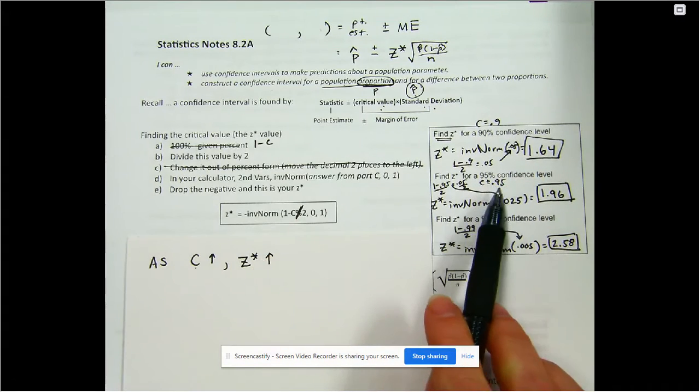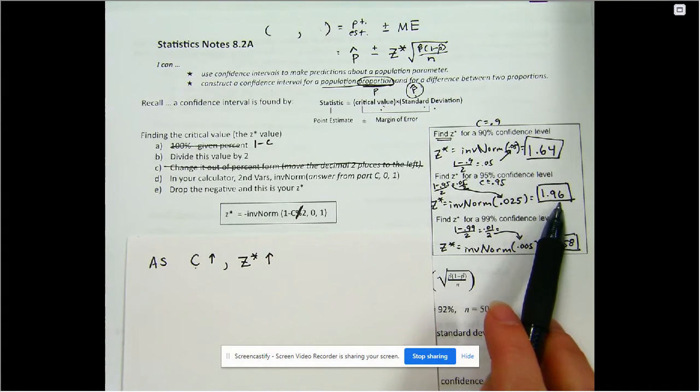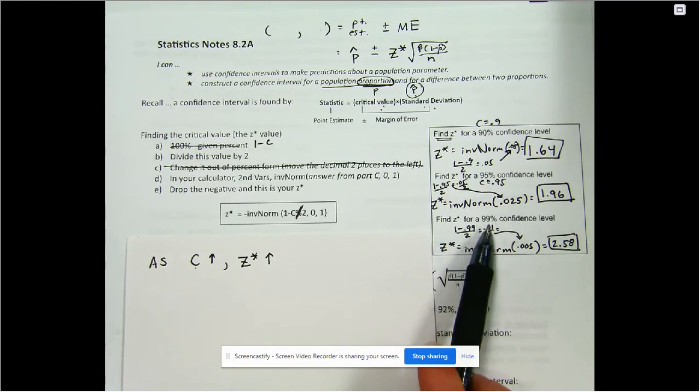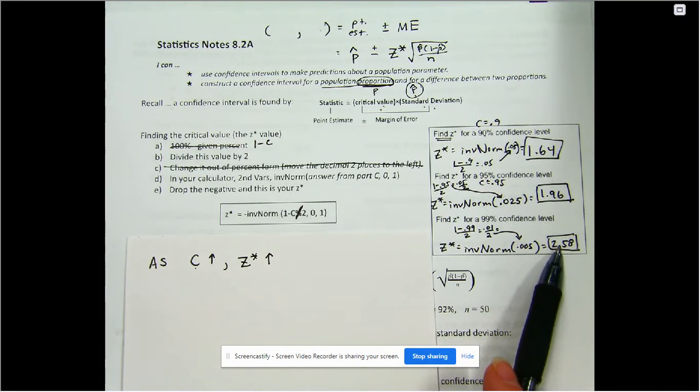C is going to go up. Now it's 95%. Look what happened to my Z star. It got bigger. All right, so my confidence level's increasing. Look what happened to my Z star. It also increased.